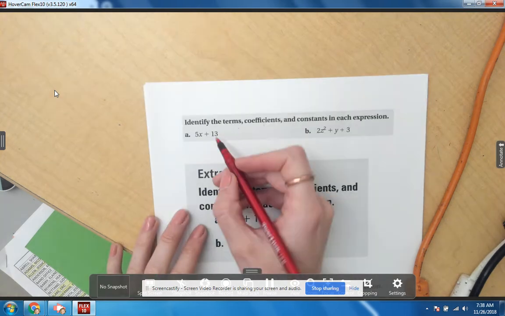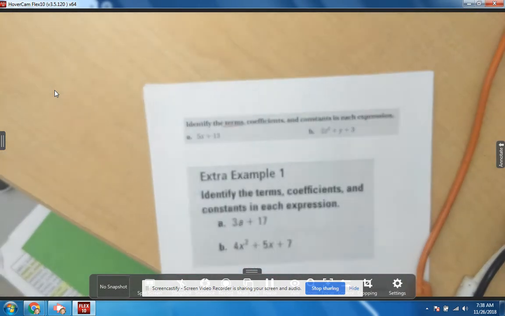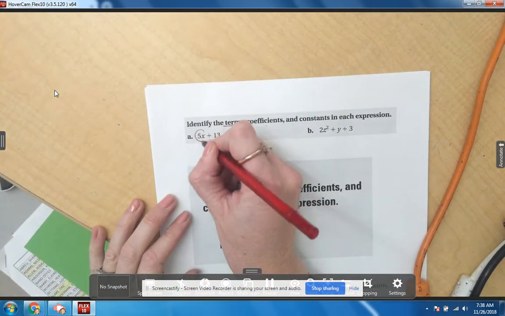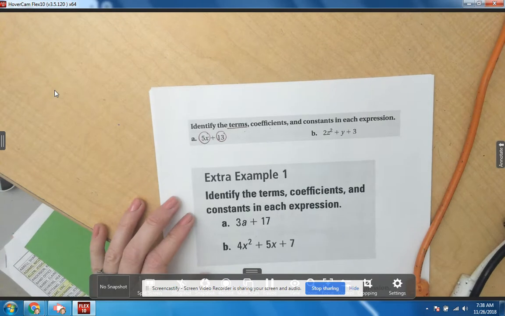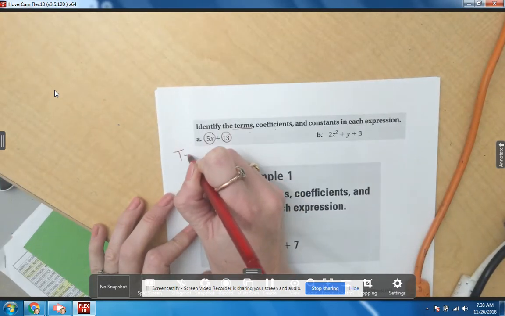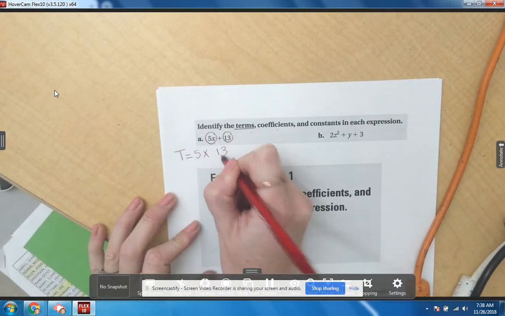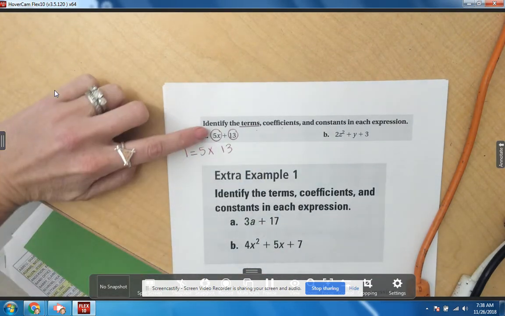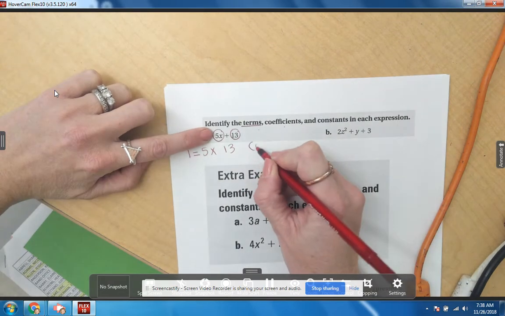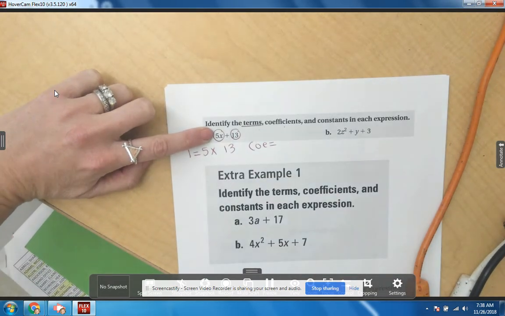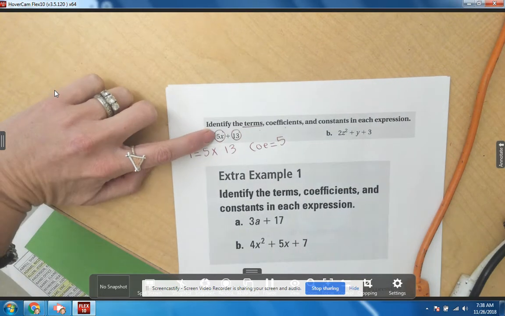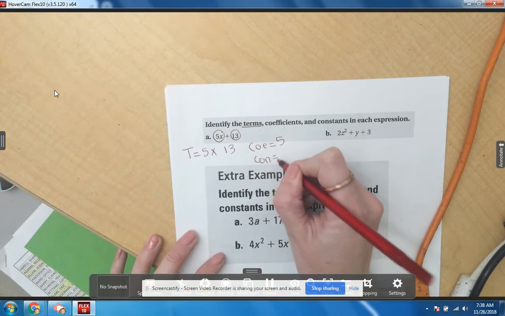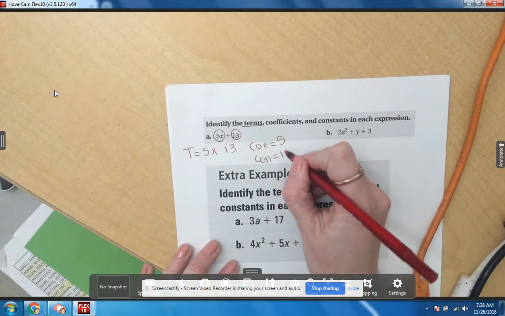Okay, so for this one, the terms are going to be everything that's in the problem besides the pluses and minuses. So 5x and 13 are your terms. Everything in the problem that's not a plus or a minus. So I'm going to put T for term, and I'll write 5x and 13. Coefficients are the numbers stuck to the variable. Here's the number that's stuck to the variable. So the coefficient, I'm going to put COE for coefficient, is going to be 5. So not 5x, just the number stuck to the letter. And then the constant, I'll put CON. The constant is the number all by itself, which is 13.